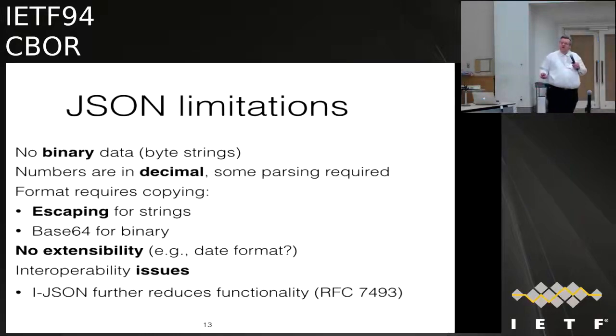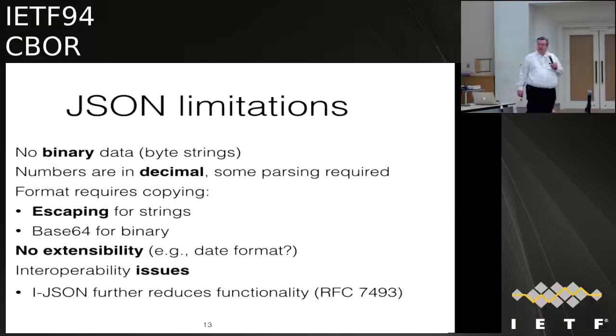When you implement something in JSON, then you usually have to do copying because strings use quotes around them, and if there is a quote in a string, you have to do escaping and so on. And well, if you somehow do want to use binary, then you use something like base 64 encoding, and that also requires copying. JSON was deliberately designed not to be extensible. So JSON is JSON.